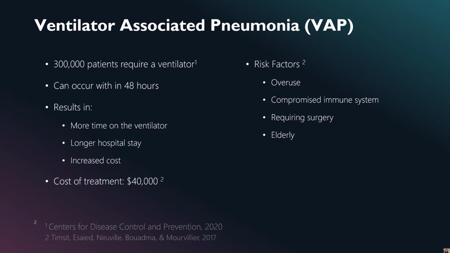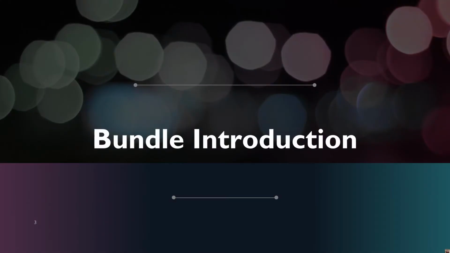If we know the risk factors of the infection and the consequences that it causes, let's now look at the way we can prevent VAP. The prevention bundle consists of 6 components that all have one goal. This goal is to decrease the number of VAP cases that are seen.